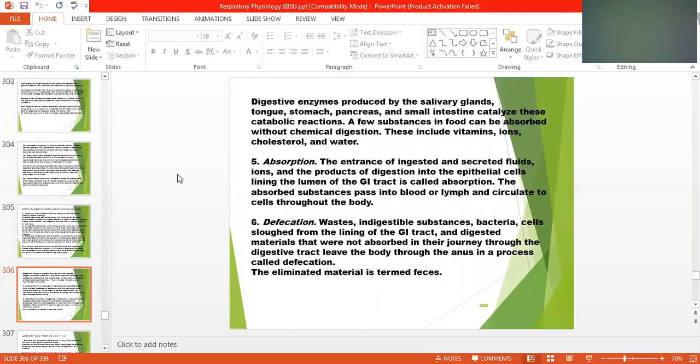Digestive enzymes produced by the salivary glands, tongue, stomach, pancreas, and small intestine catalyze these catabolic reactions. A few substances in the food can be absorbed without chemical digestion. These include vitamins, ions, cholesterol, and water.